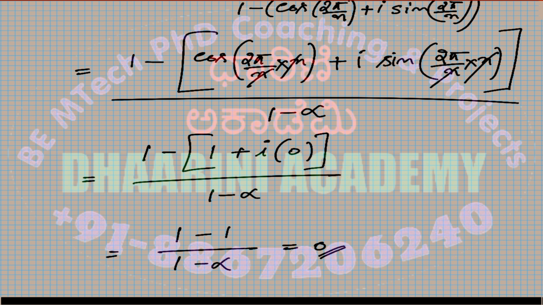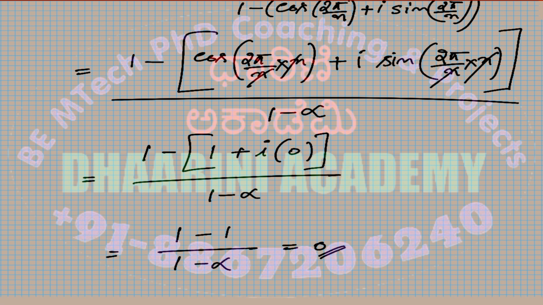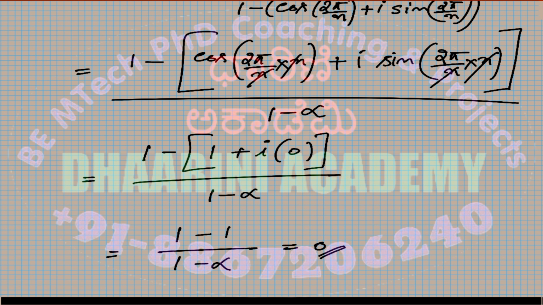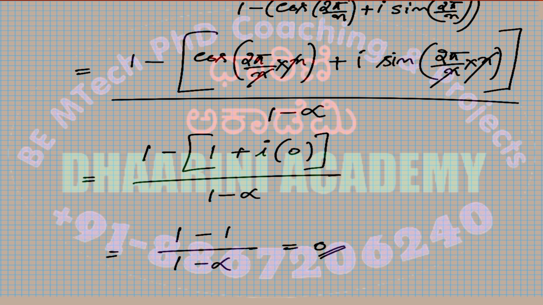So the point to be remembered here is that 1 plus alpha plus alpha square plus alpha cube dot dot dot up to alpha to the power n minus 1 is equal to 0. The sum of all the nth roots of unity is equal to 0. This is the first point to remember.